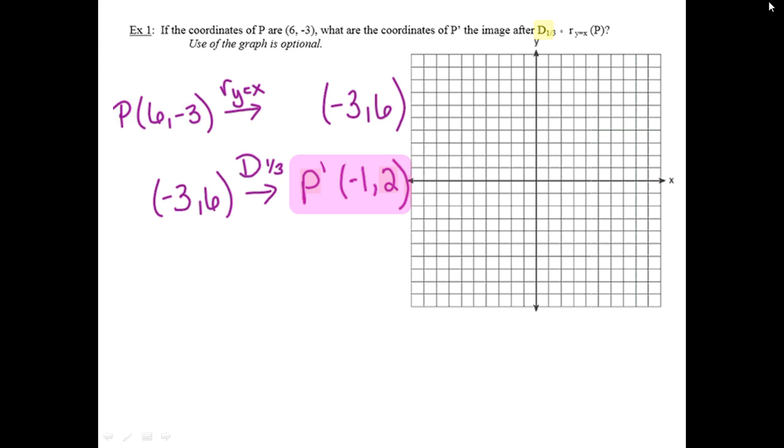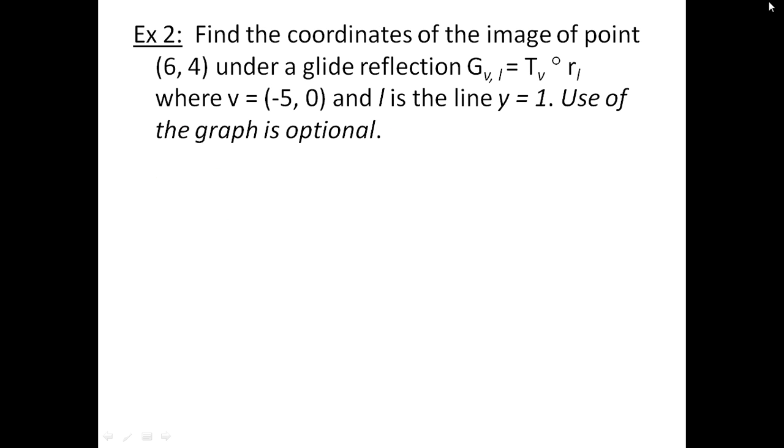All right, let's go ahead and flip the paper over and take a look at another one. This one I think looks particularly confusing, so let's see if we can sort this out together. It says find the coordinates of the image of the point whose coordinates are 6, 4 under a glide reflection of a translation in the direction of vector v following a reflection in line L, where v is the vector that moves something 5 units to the left and 0 units up and down, and L is the line whose equation is y equals 1. And then again, it tells us that use of the graph is optional.